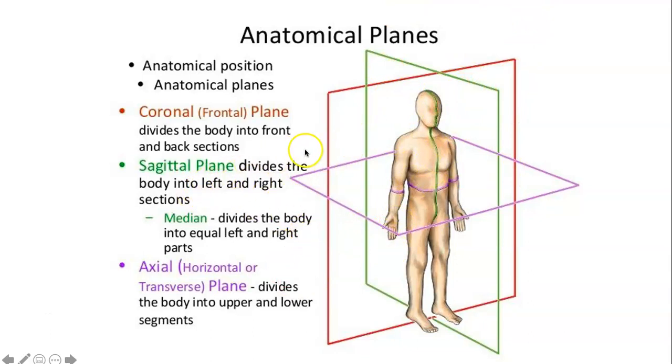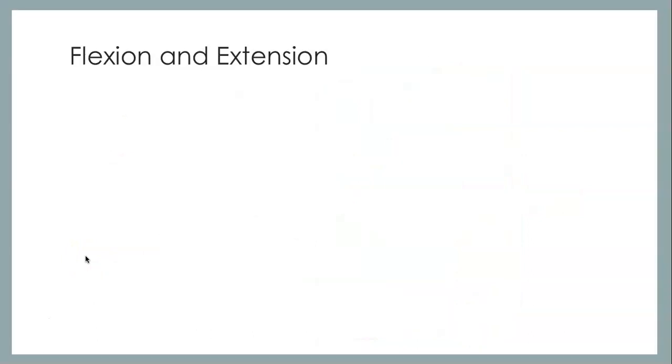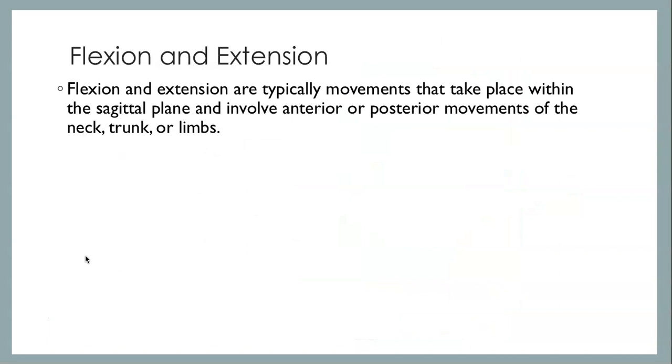The sagittal plane divides the body in the opposite way, so there's left and right sections, and the median line would divide the body directly into equal left and right parts. And then the axial or horizontal or transverse plane divides the body into upper and lower segments. And so with that, let's get into the first combination of movements, flexion and extension.